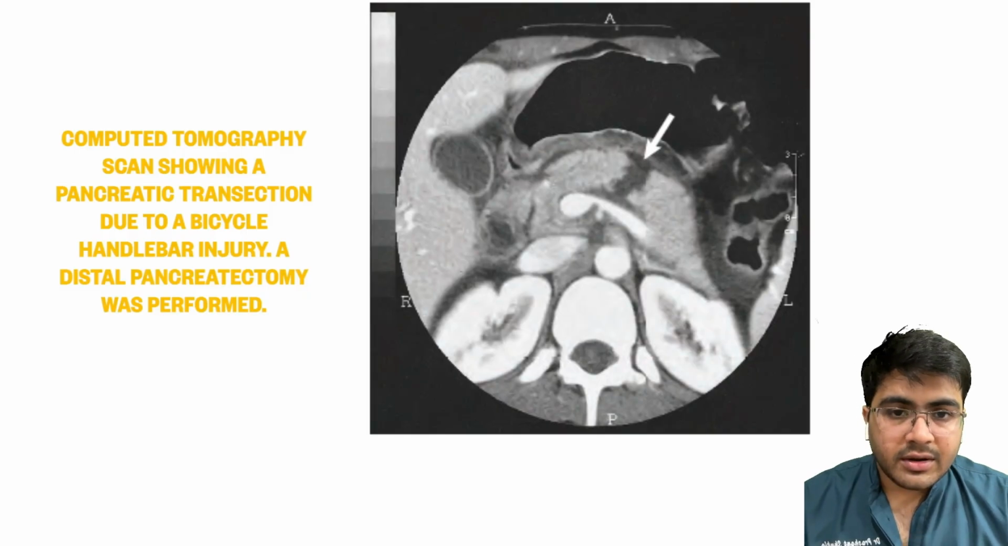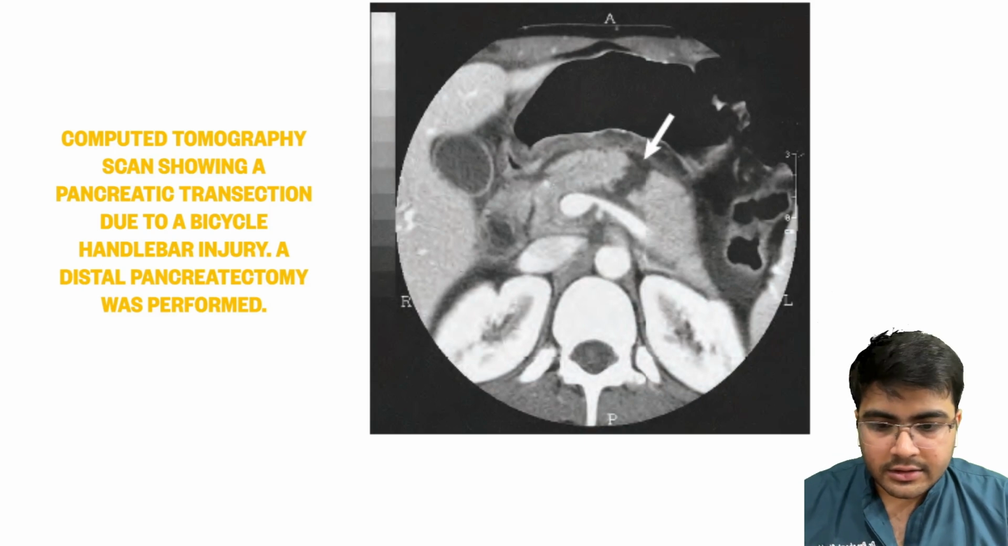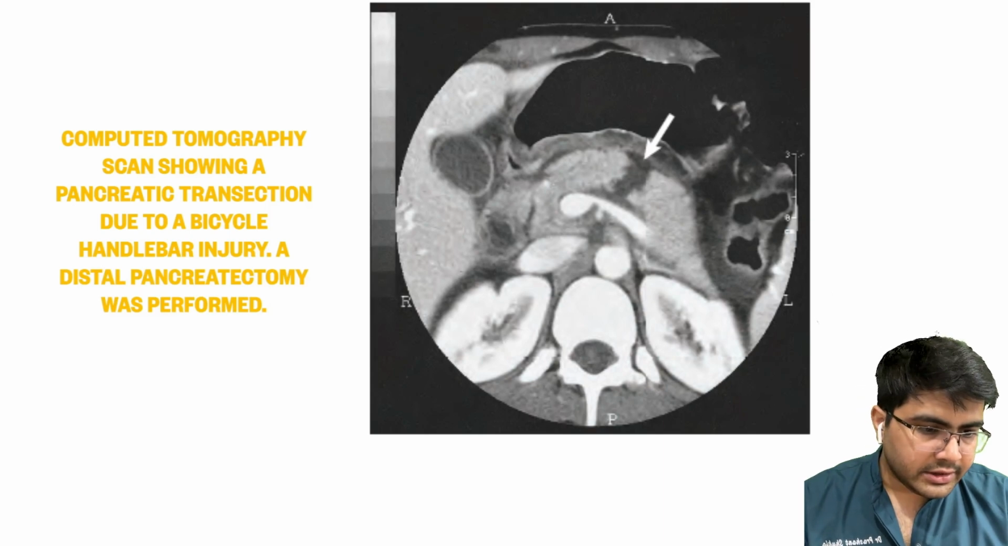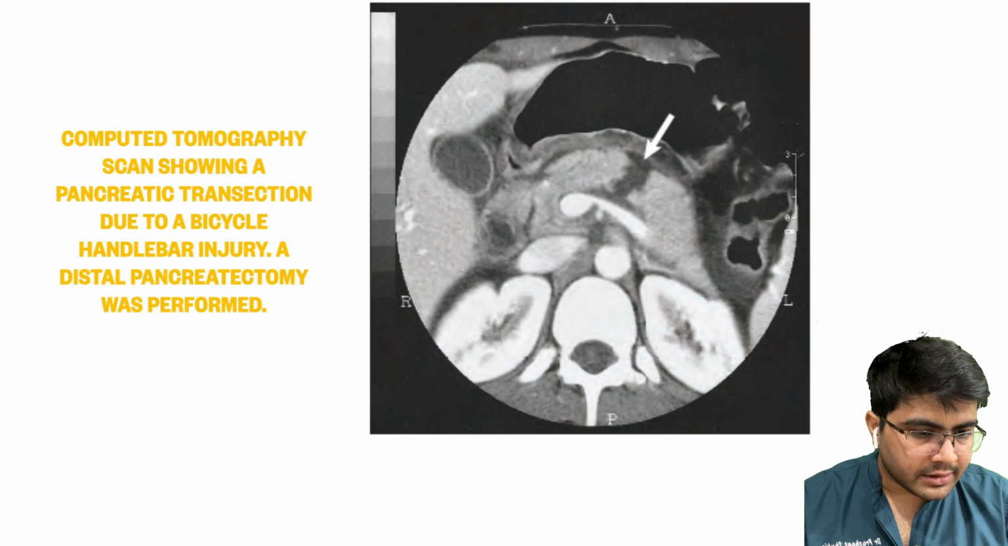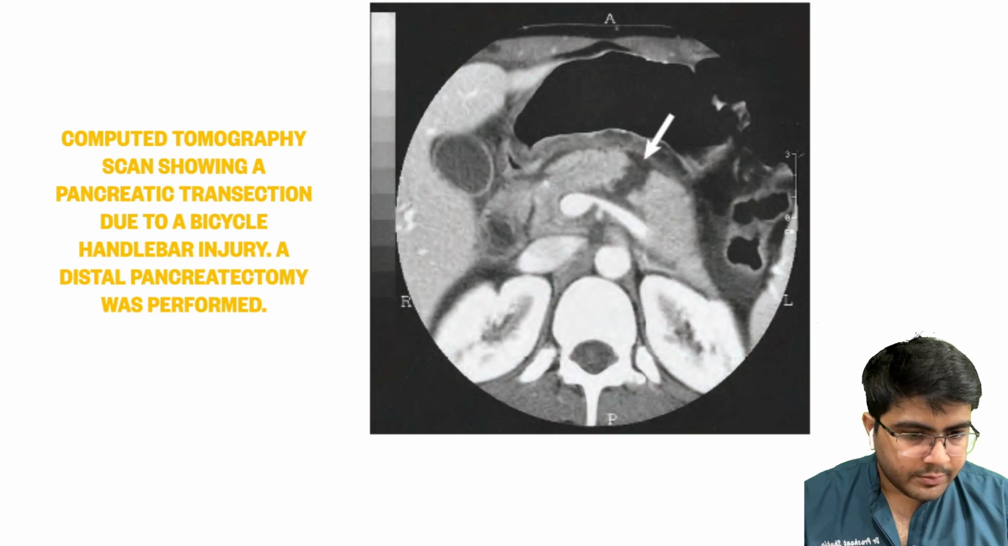So some of the trauma CT scans. So here this is a CT scan of pancreatic transection due to a bicycle handle injury, and you can see there is a complete transection of the pancreas, and a distal pancreatectomy was done for this patient. Okay, so this is classical of pancreatic injury.